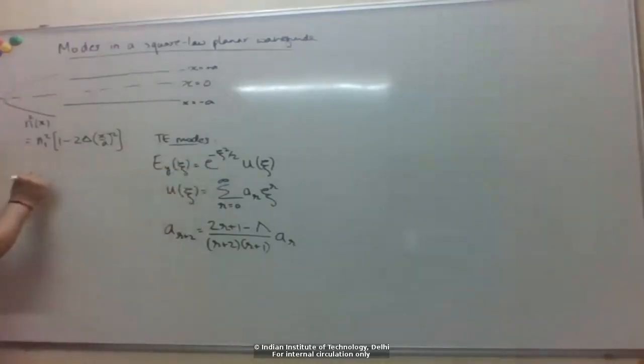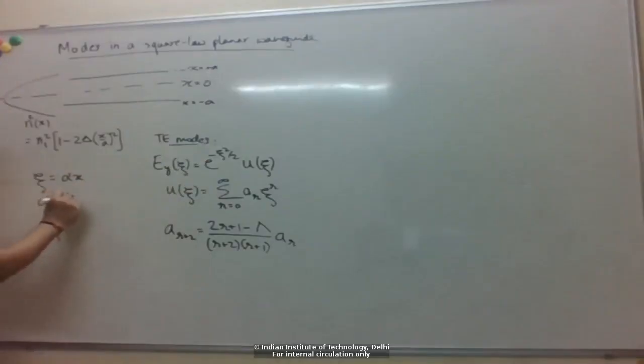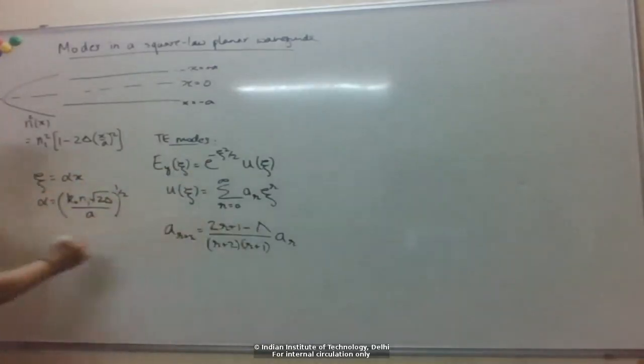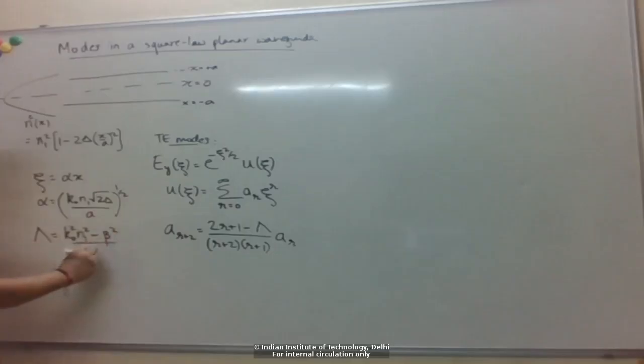And so let's recall, this psi was alpha times x, right? Alpha was given by that expression, and then this capital lambda here basically depends on the propagation constant that we are solving for.